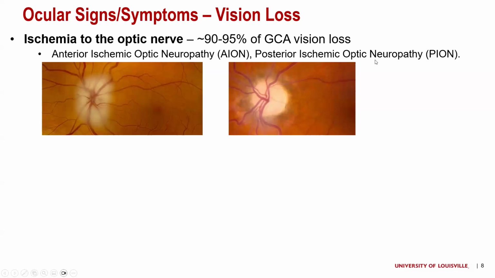Posterior ischemic optic neuropathy is very rare, but if you do see it, giant cell arteritis is one of the very few things that cause it. The only other classically described causes are usually prolonged surgery, so prolonged heart surgery or prolonged spinal surgery, especially when they're having trouble controlling bleeding, and with anesthesia, they're trying to keep the blood pressure and heart rate down.